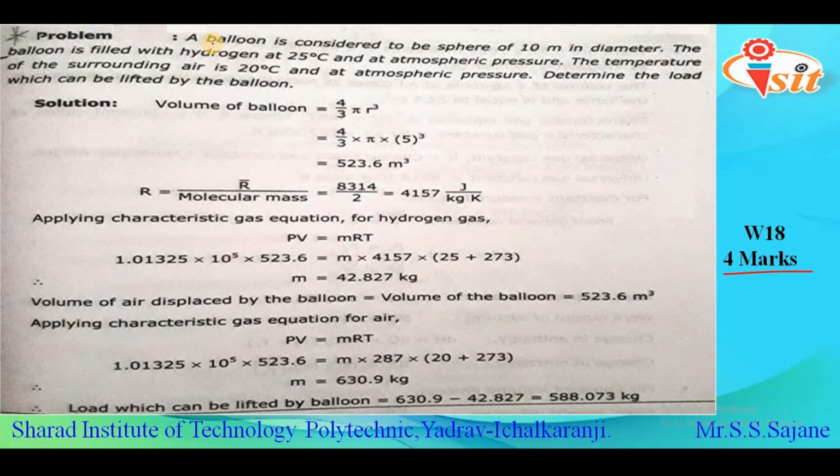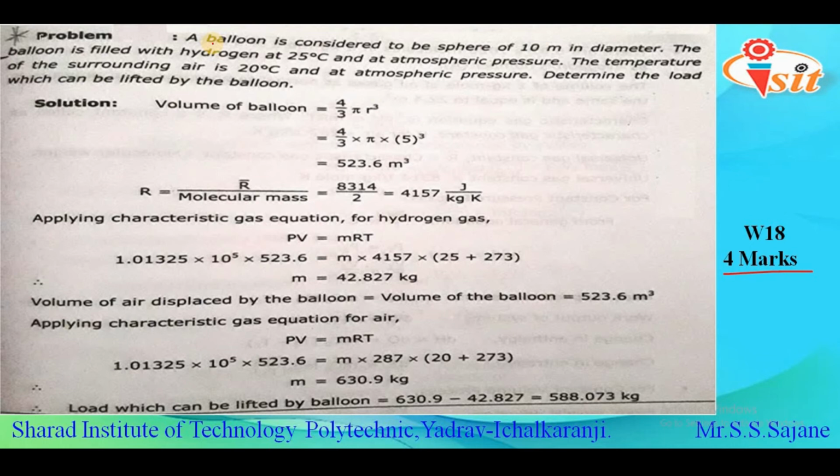Now let's move to the next question. Again we have one numerical which is asked for 4 marks. Since there are a lot of mistakes in the question as well as the solution given in the model answer paper, I have taken a similar type of question from another reference book, so you will easily understand this numerical and will be able to solve such type of numerical. Now let's see the question.